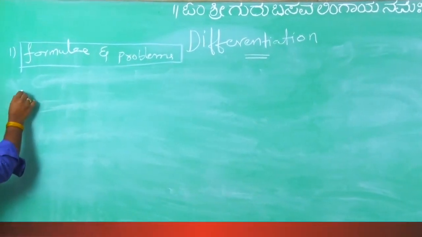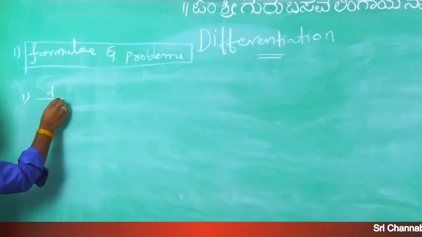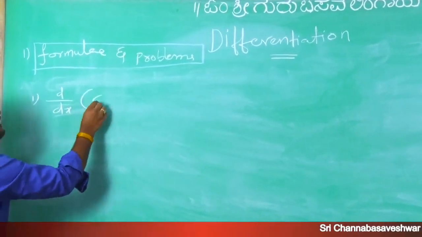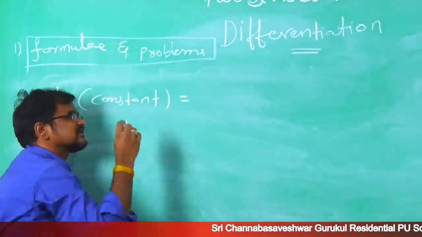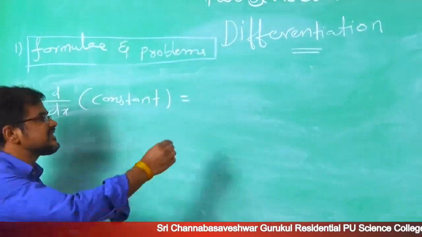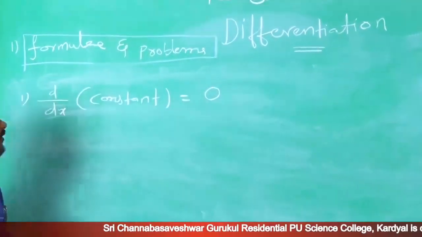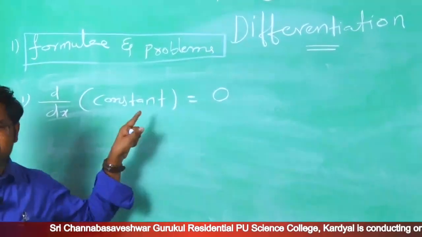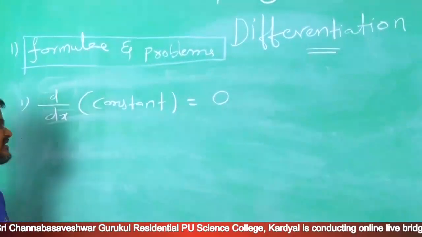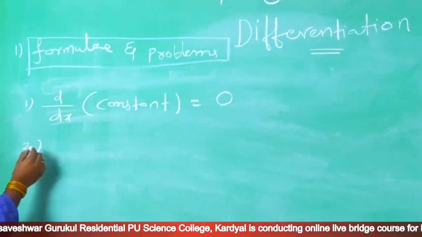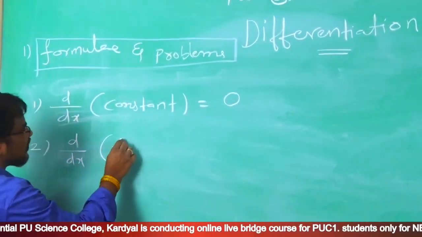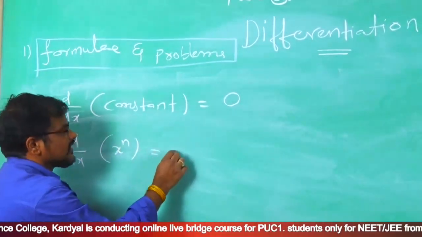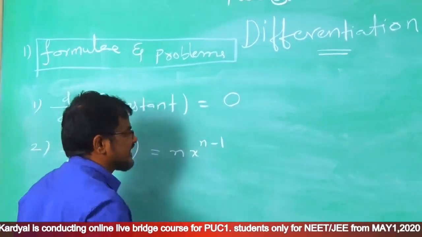Let's go to the formulas. First one is d by dx of a constant, means differentiation of a constant, is equal to 0. How to get this one in first year? By the first principle we already got this one. Next, the second one, d by dx of x to the power of n equals n into x to the power of n minus 1.